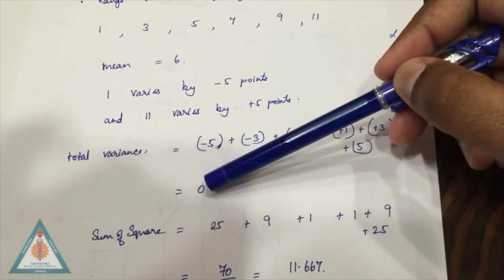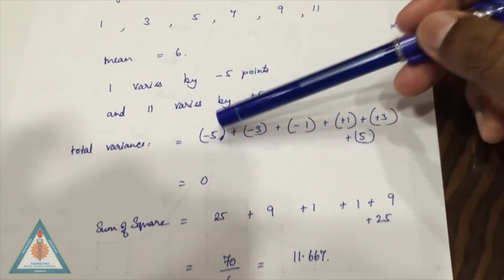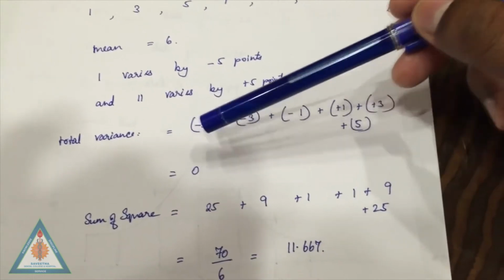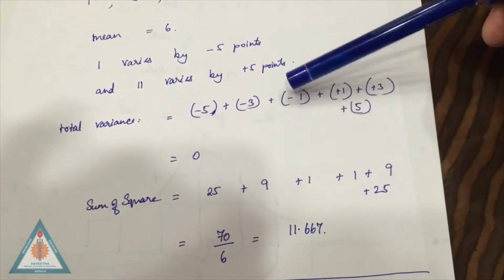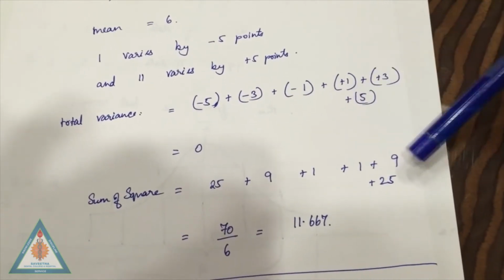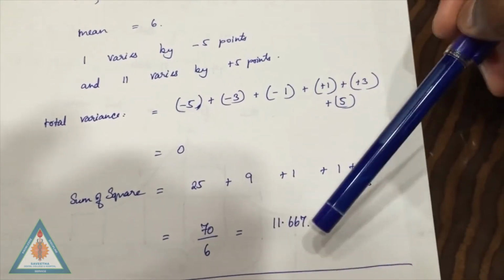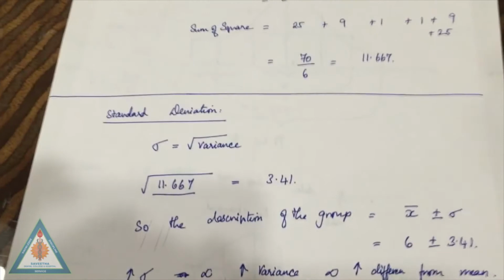To avoid this kind of an error where the minuses and the pluses cancel out each other, we multiply them by themselves, or we make a square of them. So when you add the sum of squares, you get 25 plus 9 plus 1 plus 1 plus 9 plus 25. So it's 70 by 6. So the variance of this group is 11.667.